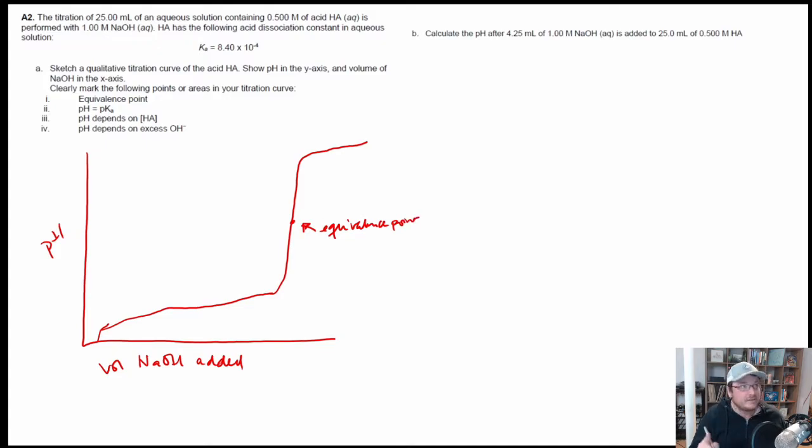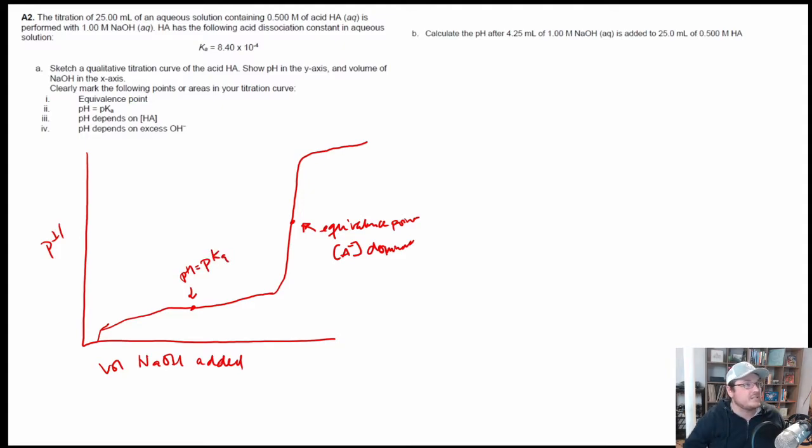What we know about the equivalence point is that the number of moles of NaOH is going to be equal to the number of moles of HA. That also means that the A minus concentration is dominant, and that's going to determine what the pH is in that scenario. The next thing is the point where the pH is equal to the pKa. That's going to be the halfway point between the starting and the end, and that right there is the point where the pH is equal to the pKa.